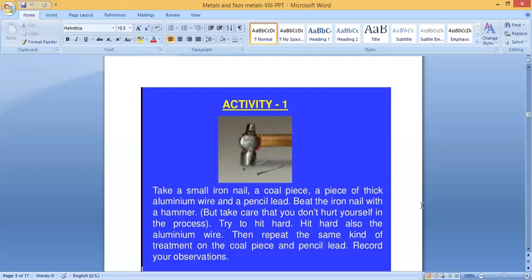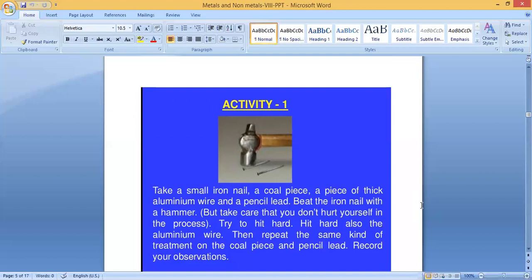Record your observations. So what you can see: first you are taking two things. You can take the iron nail and aluminum wire, keep on hitting them using a hammer, and you can see that they will become thin sheets. But at the same time, you can take the coal piece and pencil lead. You hit them, what will happen?